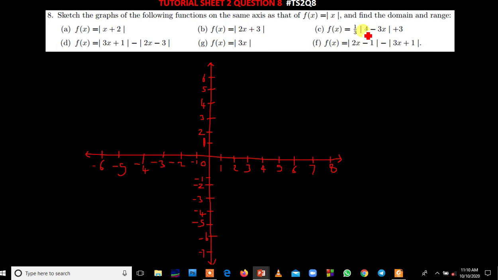So this question is saying f of x is 1 over 3 times the absolute value of 4 minus 3x plus 3. How do you sketch this equation? First of all, like I said, you equate what is in the brackets there to 0. So we have 4 minus 3x, you equate this to 0, and then your x is just going to be equal to 4 over 3. 4 over 3 is going to be your value of x.